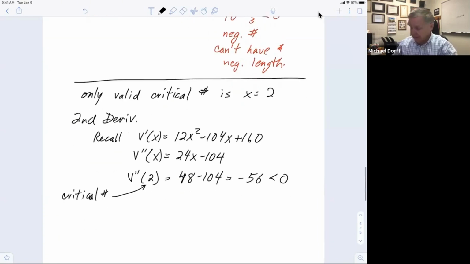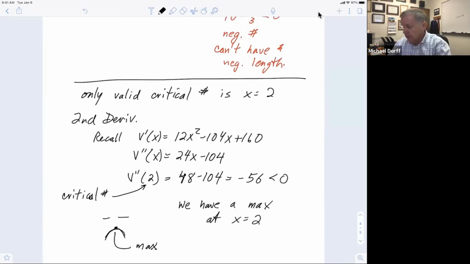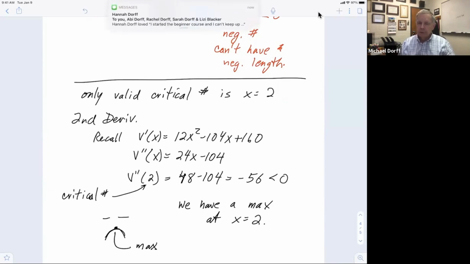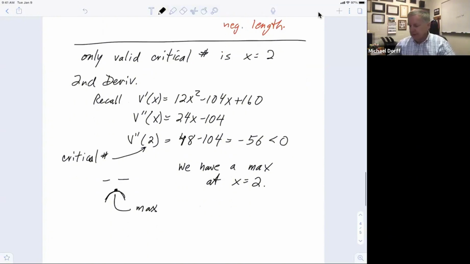So what does that tell me? My second derivative is negative. So negative, stormtrooper, or frowny face, that means I have a max on my curve. Here's my curve, and here's a max. So we have a max at x equals 2. What does that mean in terms of this problem? That means that if I cut out a square of length 2 in my cardboard piece and then fold it up into a box, I will get the maximum volume.